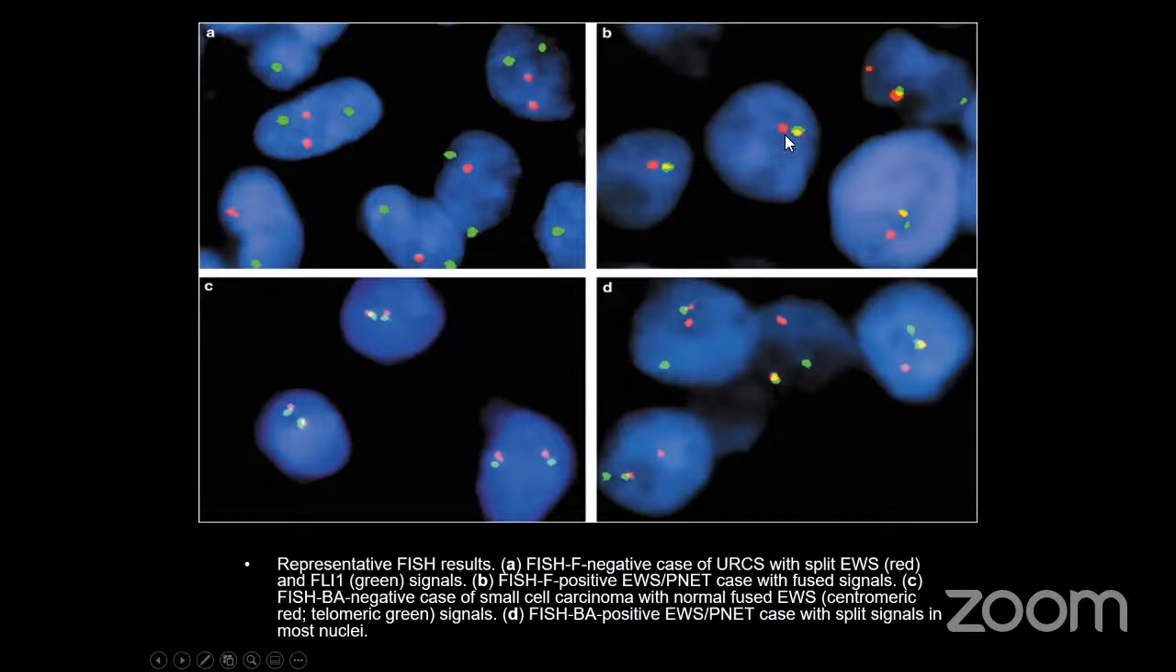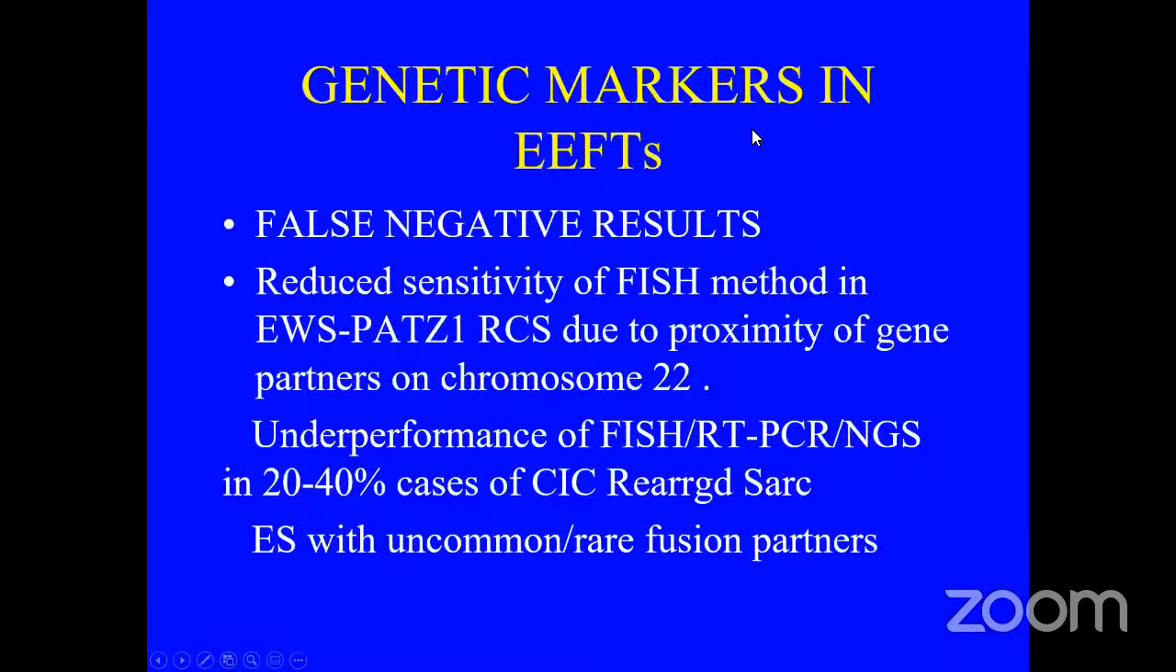This slide is just to point out the FISH technique in EWS-FLI1 fusion. This shows the fusion of green and red signals in the nuclei demonstrating EWS-FLI1 gene. Now, in certain tests, you can get false negative results. And I have given here an instance of reduced sensitivity of FISH method in EWS-PATZ1 fusion round cell sarcoma. And this is due to the proximity of the gene partners on chromosome 22, which interferes with the sensitivity of FISH technique.